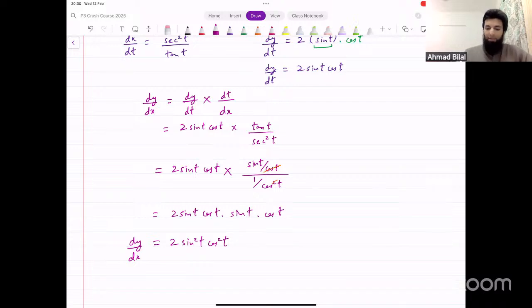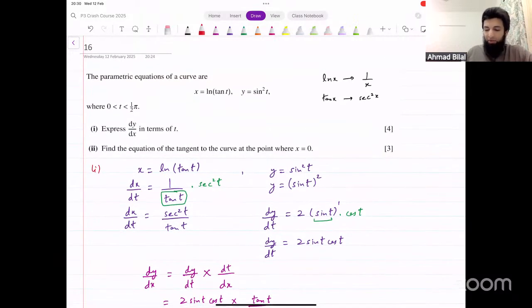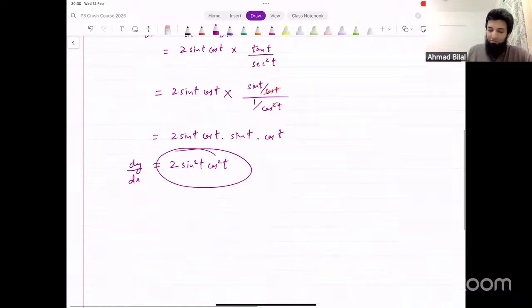Okay, let's look at the second part now. The second part says find the equation of the tangent to the curve at the point where x is equal to 0. Equation of tangent. Tangent is a straight line. We need two things for that, a point and gradient, right? We need a point on the line and the gradient of that line. Gradient is going to come from the derivative, right?